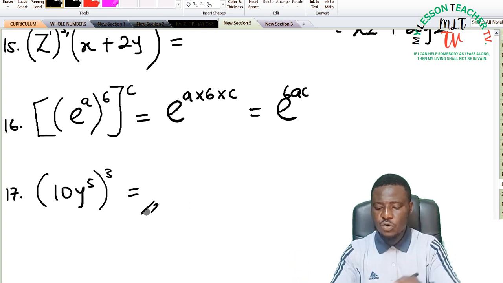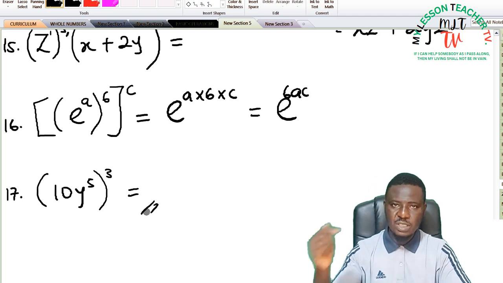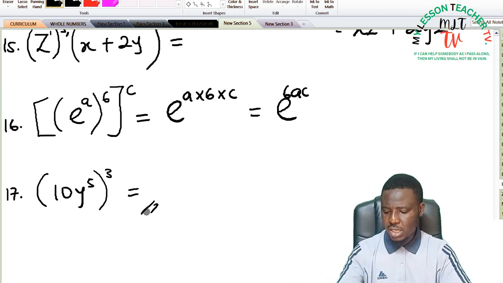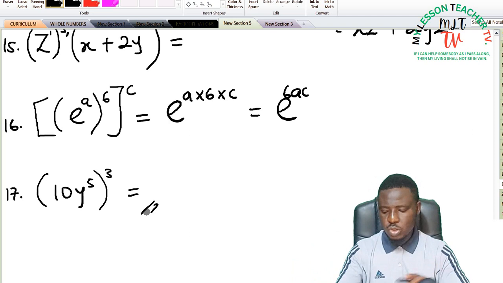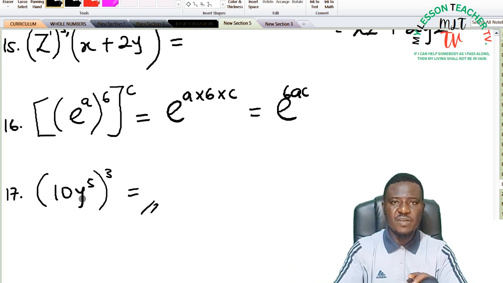I will leave question number 17 for you to solve as an example. Kindly solve it and let me have the answers down there at the comments section. Note that you are to cube 10 as well as y raised to the power of 5.